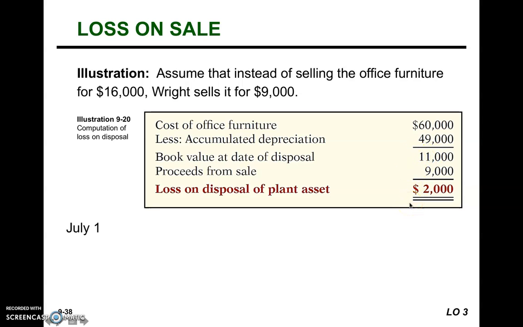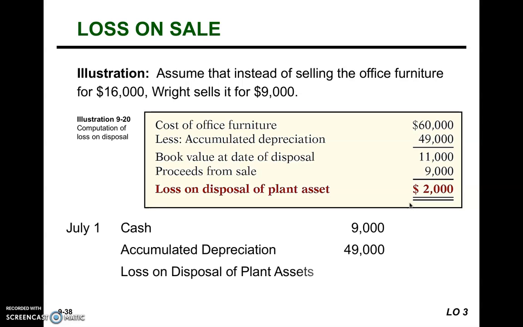Remember, losses are expenses. So we're going to debit loss on disposal. We're going to debit accumulated depreciation. We're going to debit cash that we receive. We also debit loss on disposal. So 3 debits. And we're going to credit the equipment. Make sure when the journal entry is finished, you add up all the debits. The sum must include what you're crediting, the cost of the equipment in this case.